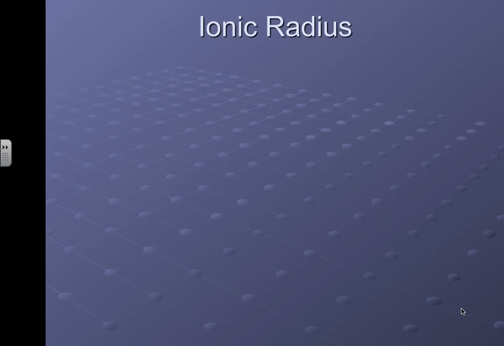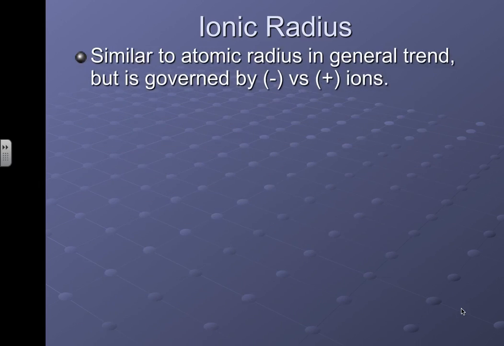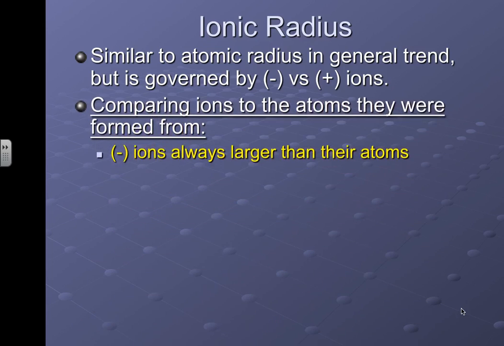So with ionic radius, it's going to be similar to atomic, but it's a little different. In fact, there's more wiggle room. It's not as perfect. So it's similar to atomic in general trend, but it is governed by whether you're a cation or an anion. If you are an anion versus a cation, you're always going to be bigger versus smaller. Always, always, always. If you compare ions to the atoms that they were formed from, okay? Comparing ions to the atoms that they were formed from.